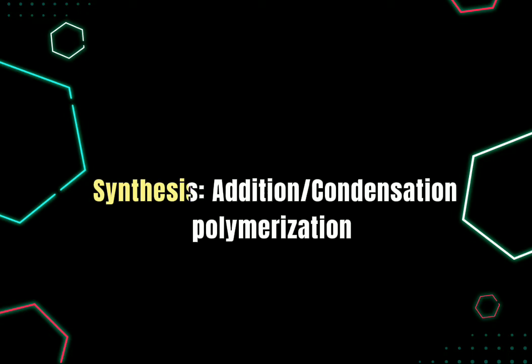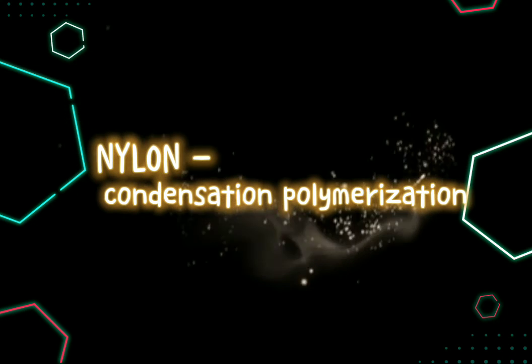Synthesis: addition or condensation polymer. Chemically, nylon is a condensation polymer made of repeating units with amide linkage between them. Hence, it is frequently referred to as a polyamide. It was the first synthetic fiber to be made entirely from inorganic ingredients: coal, water, and air.